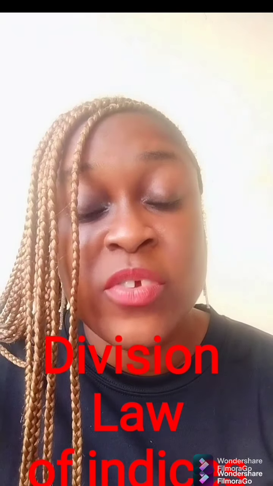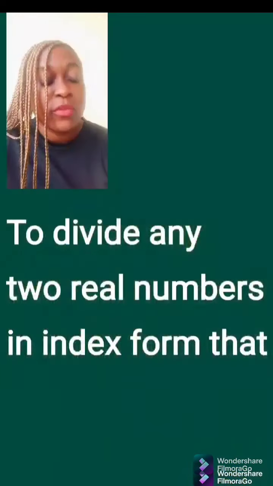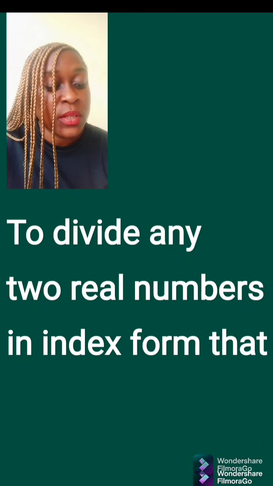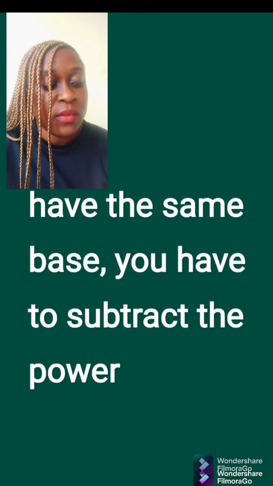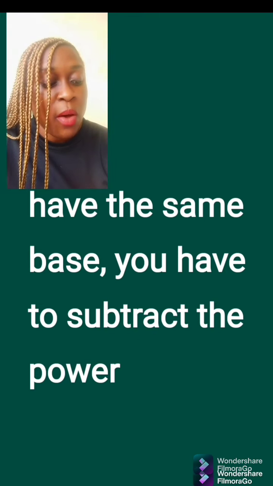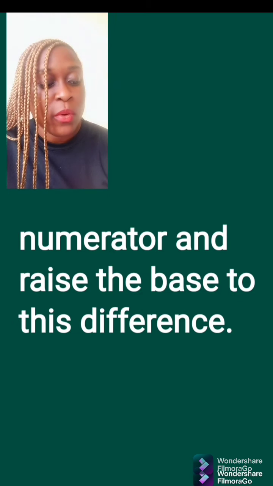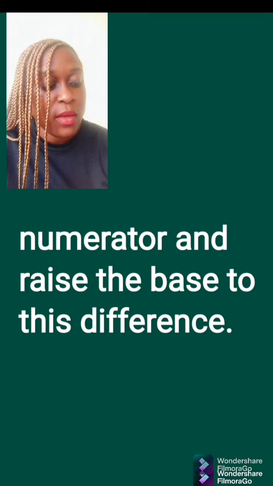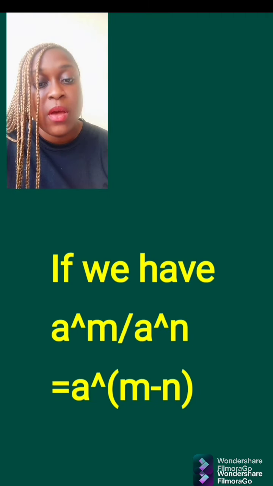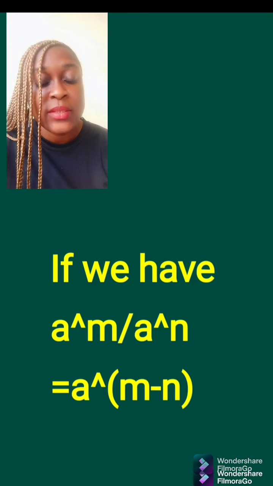And now we're going to the second law, which is the division law of indices. To divide any two real numbers in index form that have the same base, you have to subtract the powers or indices of the denominator from those of the numerator and raise the base to this difference. For instance, if we have a raised to power m divided by a raised to power n, our final answer will be a raised to power m minus n.